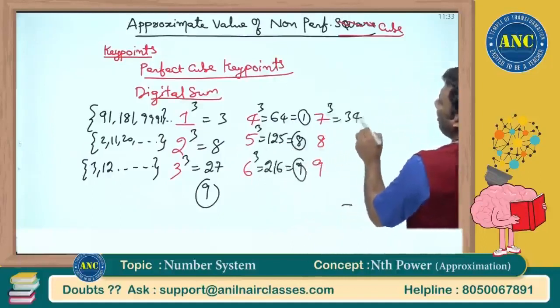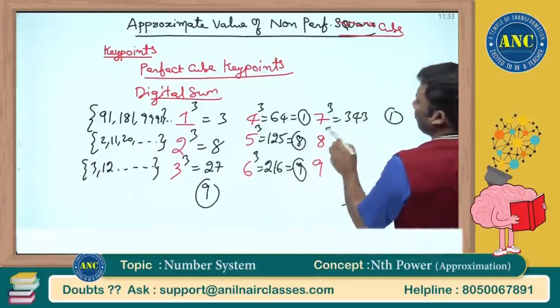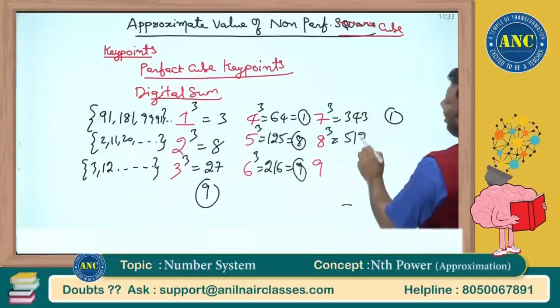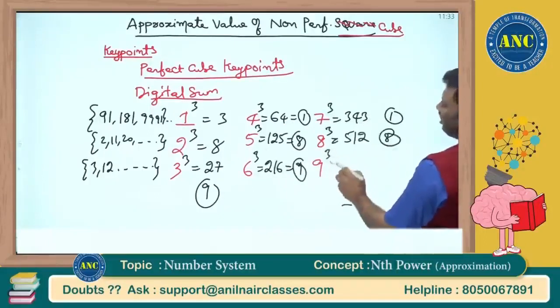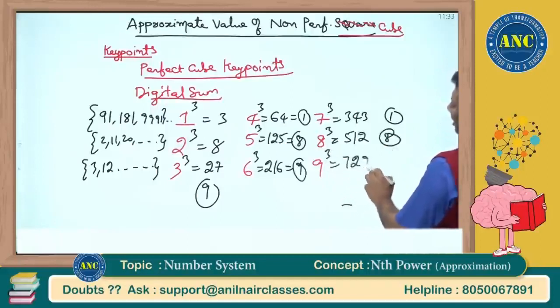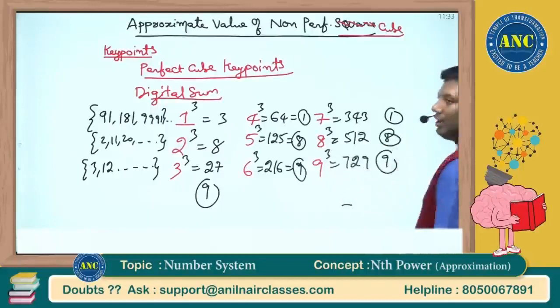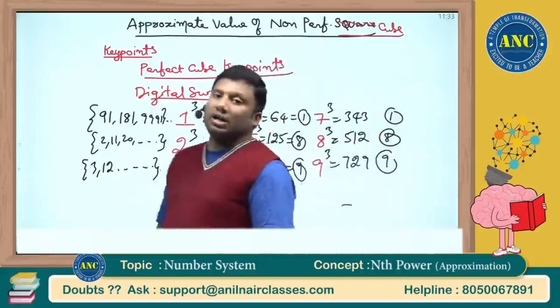7 cube is 343, digital sum is 1. 8 cube is 512, digital sum is 8. 9 cube is 729, digital sum is 9. Very, very important key point.